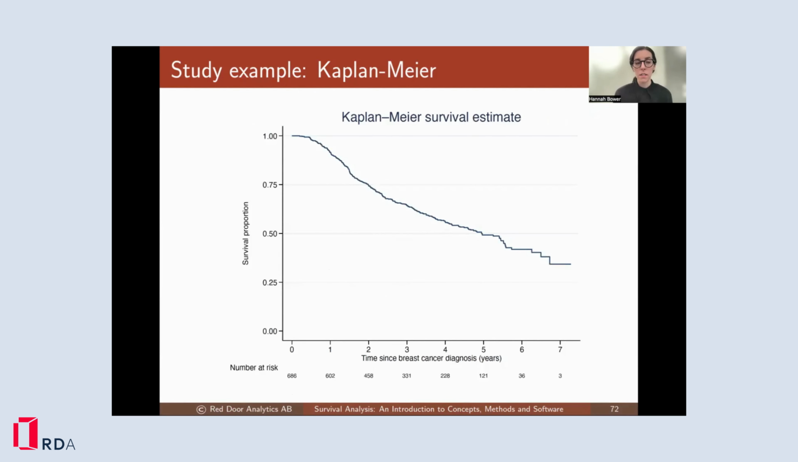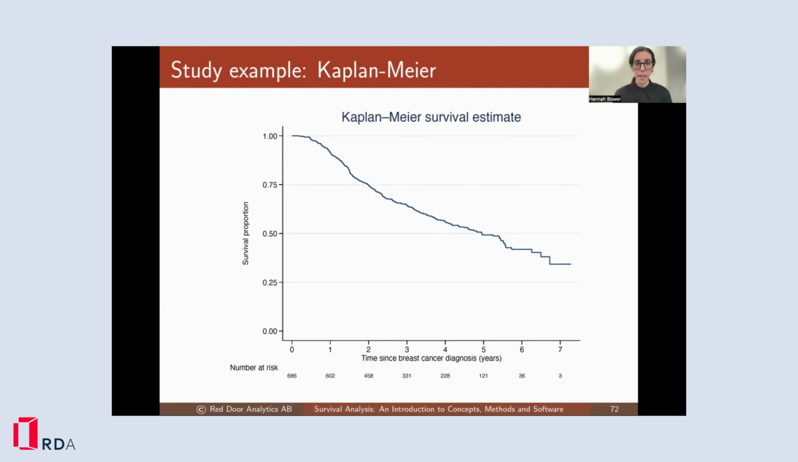So then we can plot this. Here we have a Kaplan-Meier plot. It's a very typical plot to see in any survival analysis study. We have the survival proportion on the y-axis, and on the x-axis here, always the time scale. In this example, it's time since breast cancer diagnosis because we're still looking at our study example. And we've also put at the bottom the number at risk. So you can see at each of the years how many people are still at risk. And you can see from this how the survival probability decreases across this time scale.